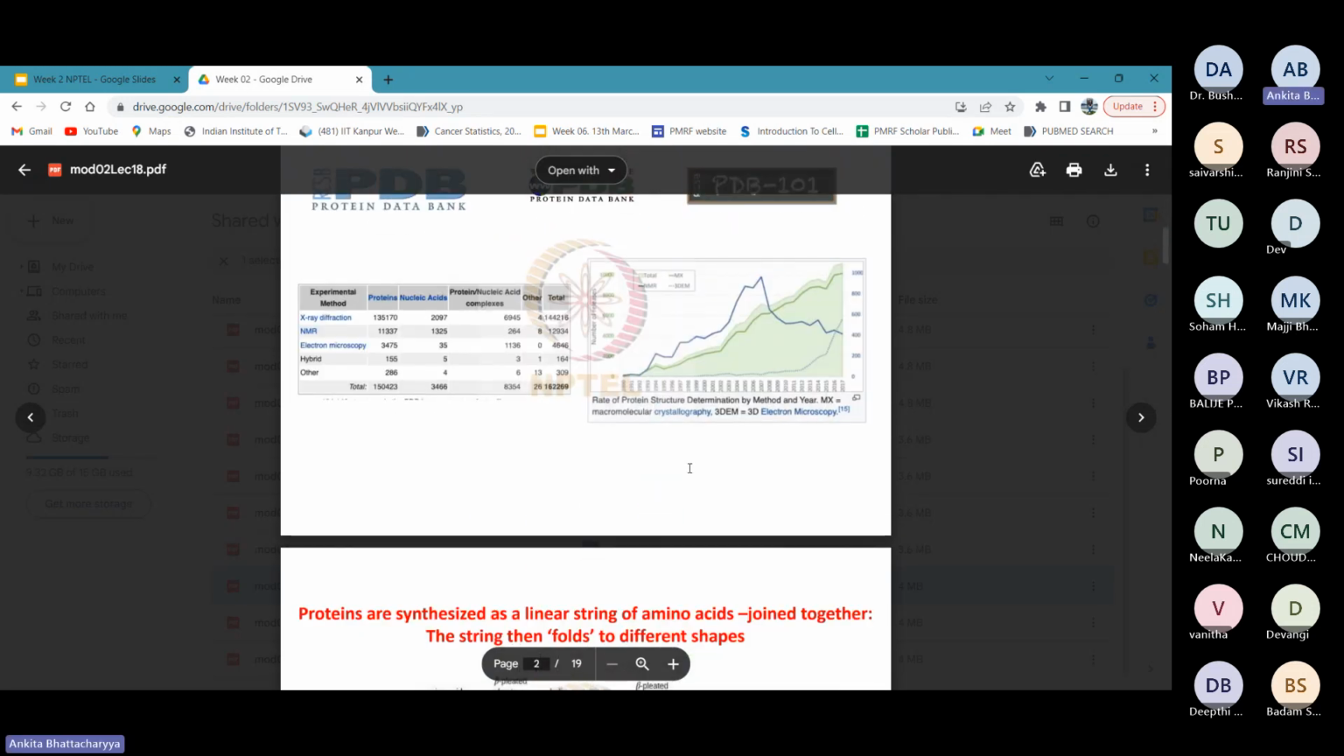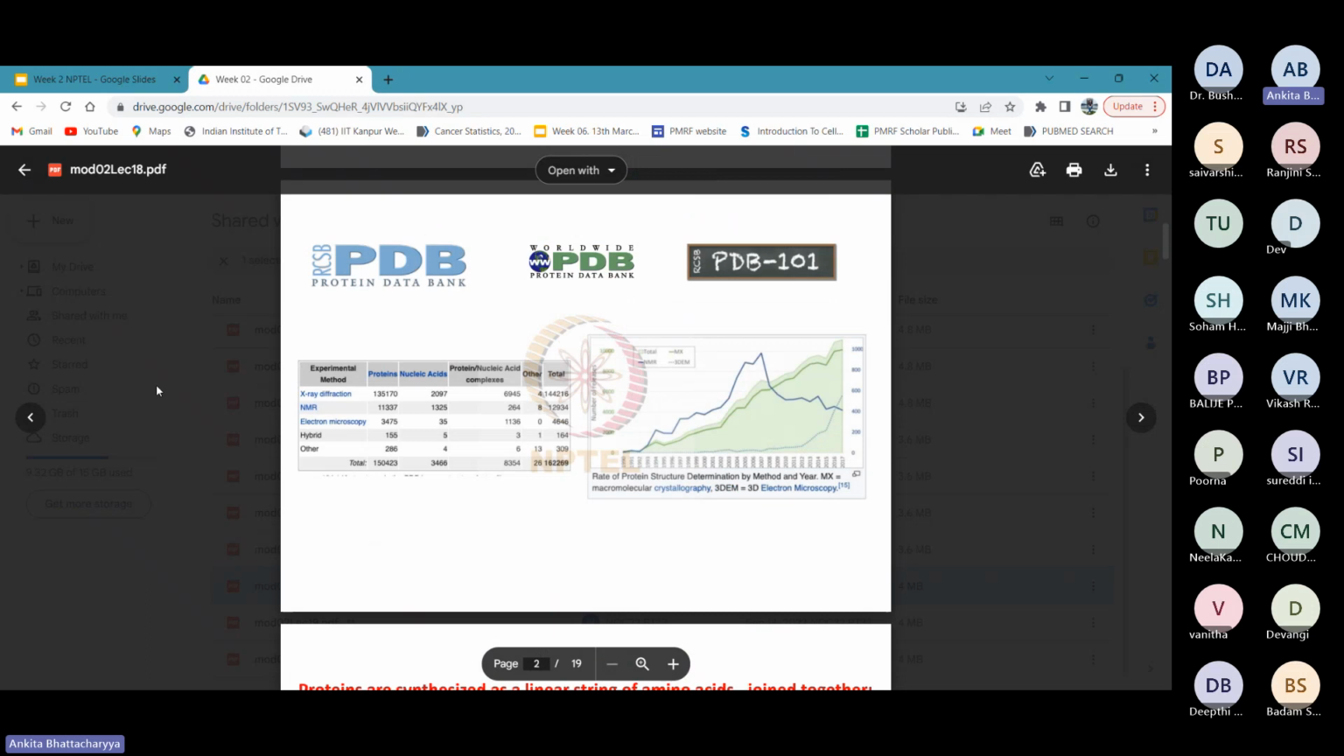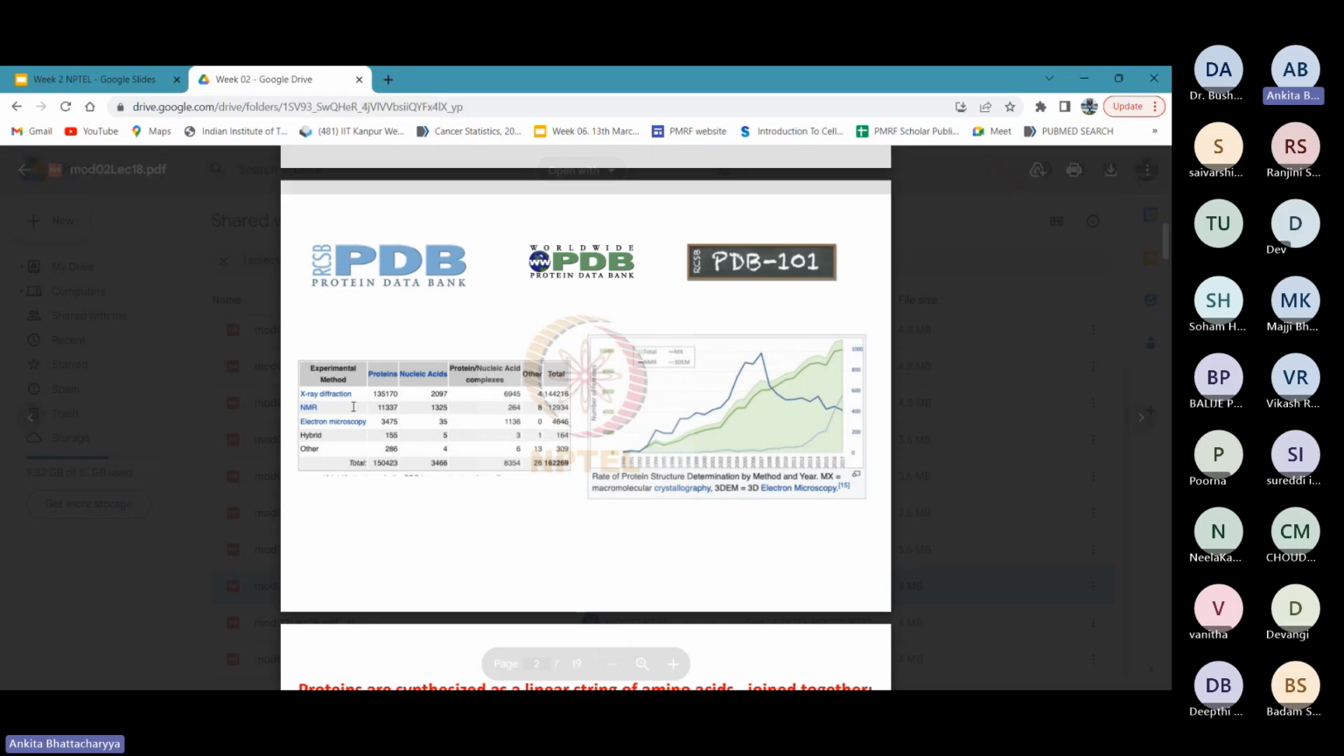Yeah, so here is a representation of the amount of information that has come in the last few years, especially after bioinformatics and tools for visualization of protein structure. As technology has advanced, the understanding of protein structure has increased exponentially. So you can see here the different methods that are used for understanding protein structure: X-ray diffraction, NMR, electron microscopy, and hybrid methods, which use all of them.